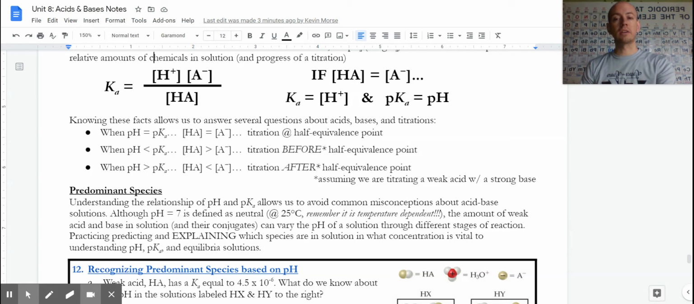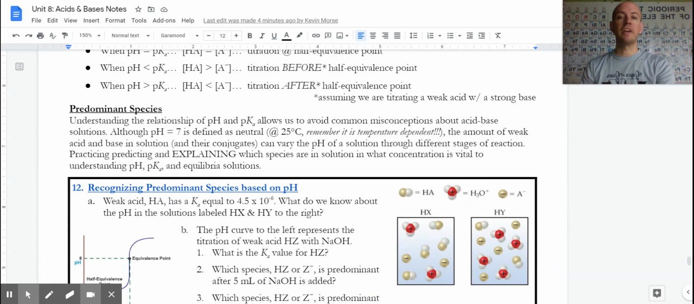When the pH is greater, that means I have more of the base. It doesn't necessarily mean in any of these cases that the pH is above 7. It means the pH is above the pKa for that weak acid. I have more of the conjugate base than the weak acid itself, which is what's giving me that higher pH.